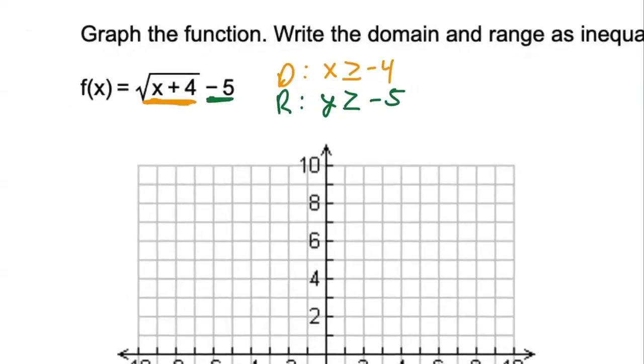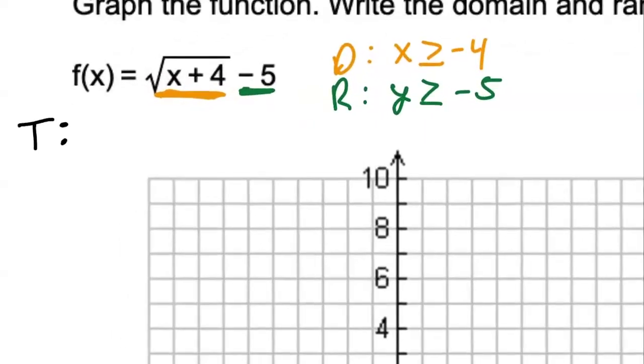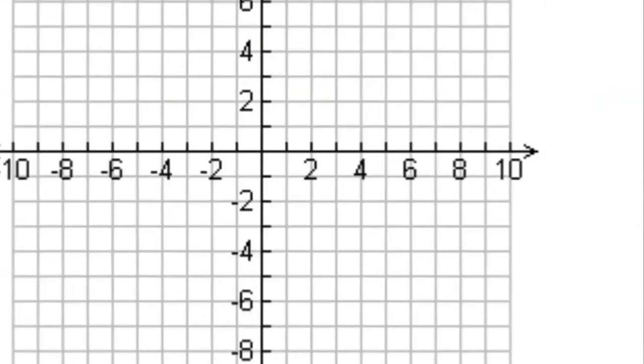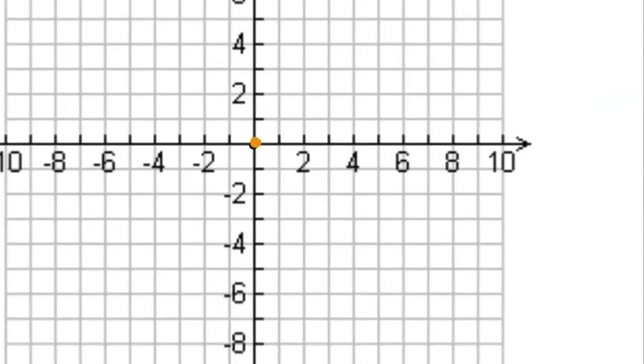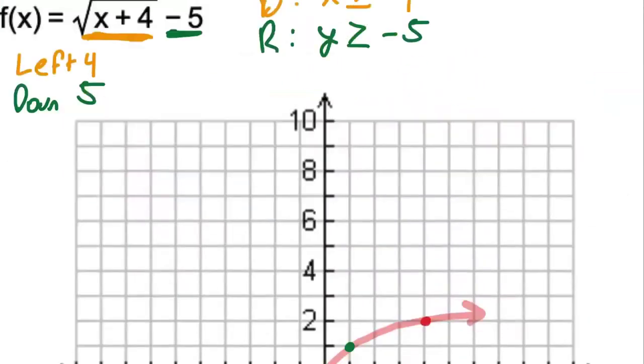So now we're going to use translations. So we're going to write t. That positive 4 means I'm going to go to the left 4. And that negative 5 means I'm going to go down 5. So we're going to do our original coordinates. 0, 0, 1, 1, and then 4, 2. This is the original graph. And then I'm going to take every coordinate and just do whatever the translation told me to. Left 4, down 5.